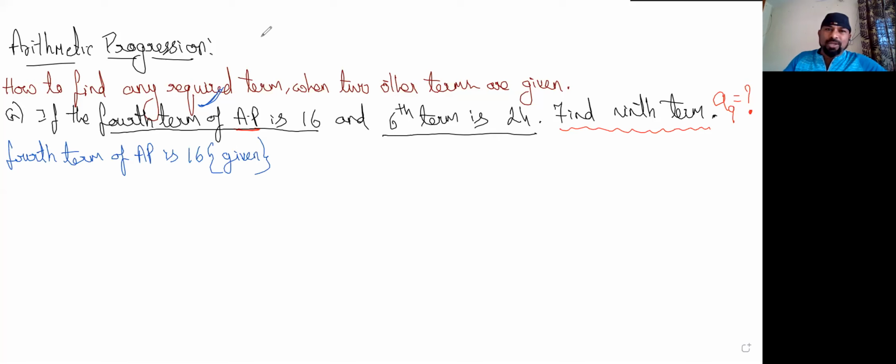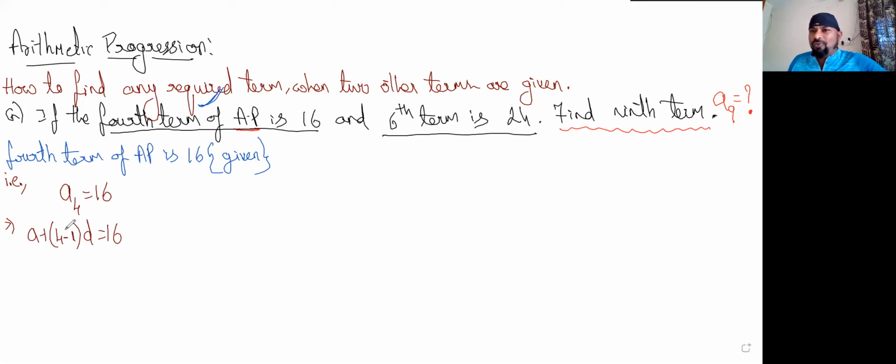It's nothing but 16. As I said in the last topic, the fourth term, A4, is equal to 16. This is what he has given to us. Now I am writing it in terms of symbols. A4 is equal to 16, which implies, by using the nth term formula an is equal to a plus n minus 1 into d, I am writing the fourth term as a plus 4 minus 1 into d is equal to 16.